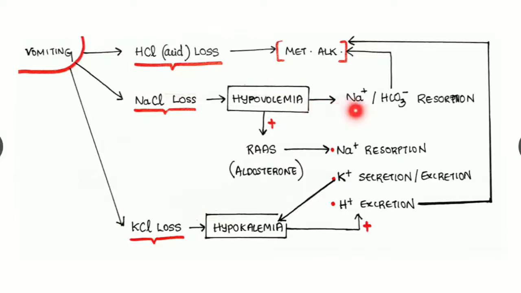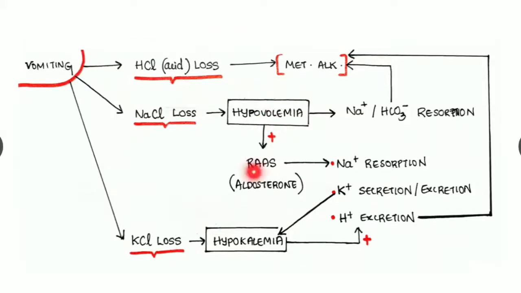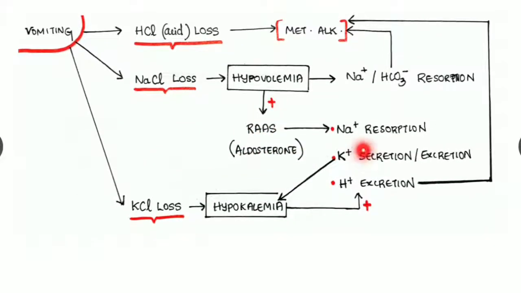It stimulates the reabsorption of sodium and bicarbonate ions, and when this bicarbonate ion is reabsorbed, its concentration in the blood increases. It causes alkalosis, metabolic alkalosis, and this hypovolemia also stimulates the renin-angiotensin-aldosterone system. Mainly the aldosterone is being released. And what is the function of aldosterone? It causes sodium reabsorption, potassium excretion. Along with that, there is H+ excretion that we have seen in the previous figure.